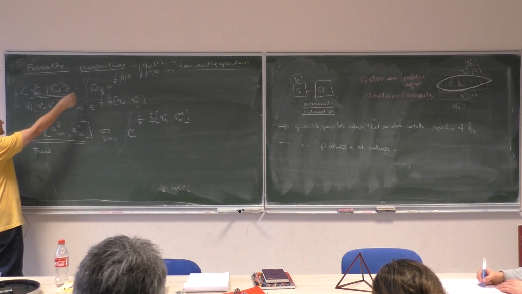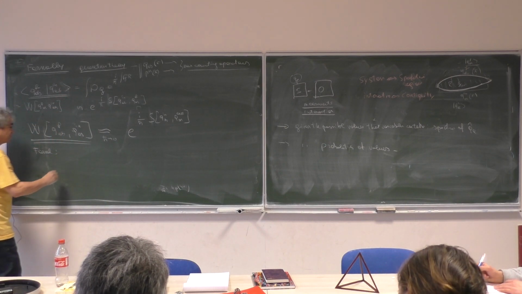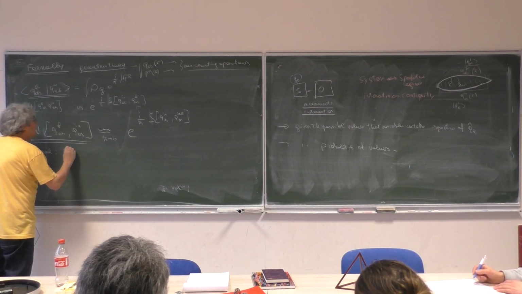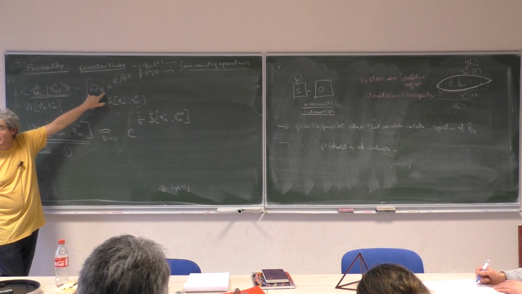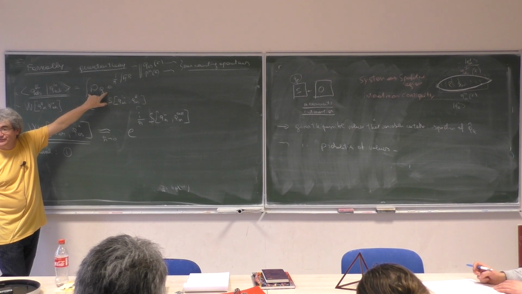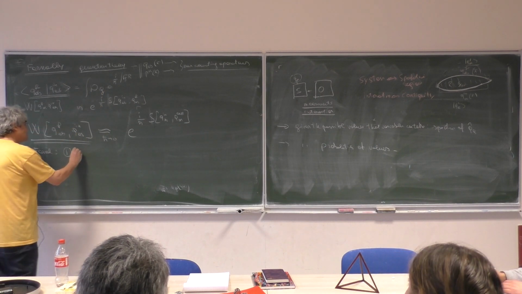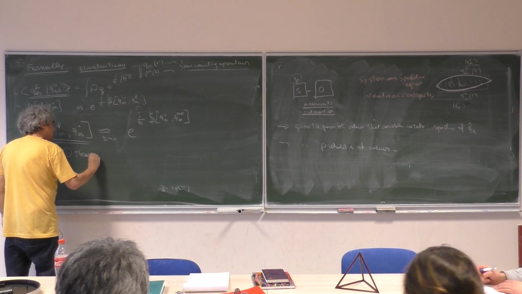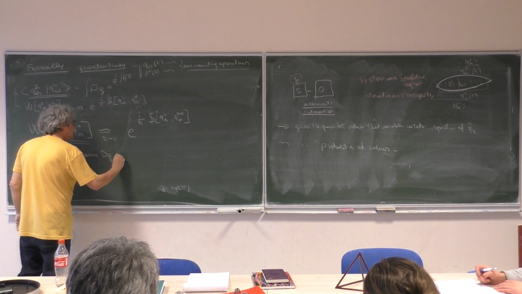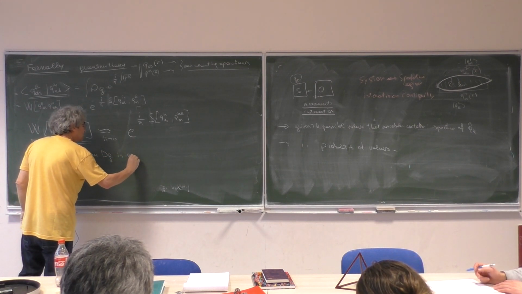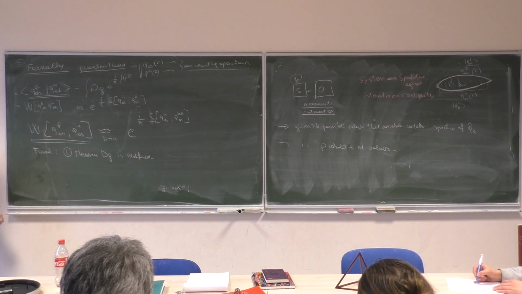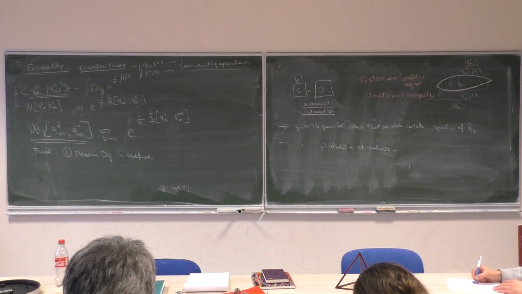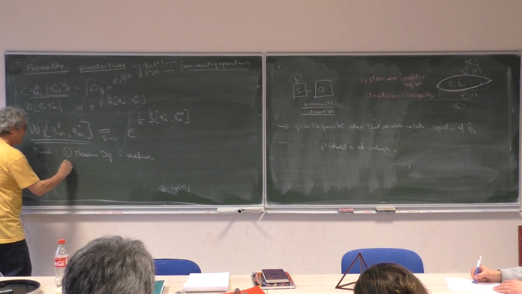So why is this all ill-defined? Well, first of all, nobody knows how to give meaning to this integral just written out of that. This measure dg is ill-defined. So we have to do something to make it more precise.